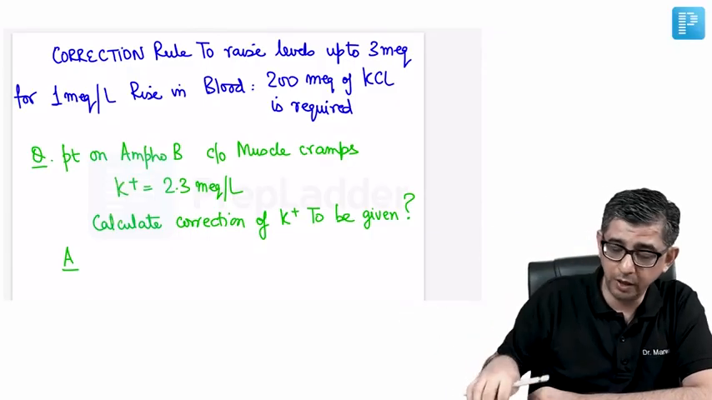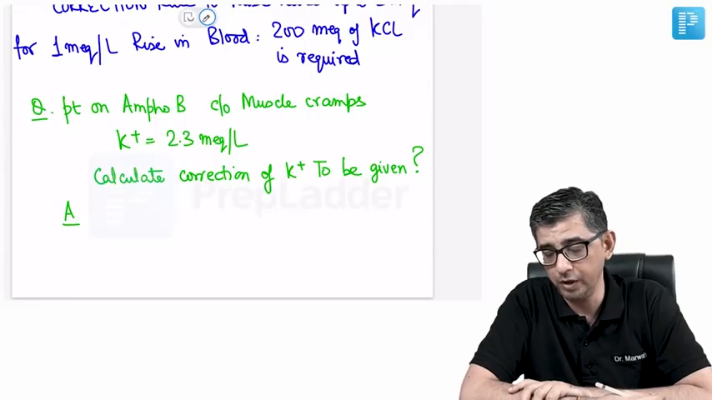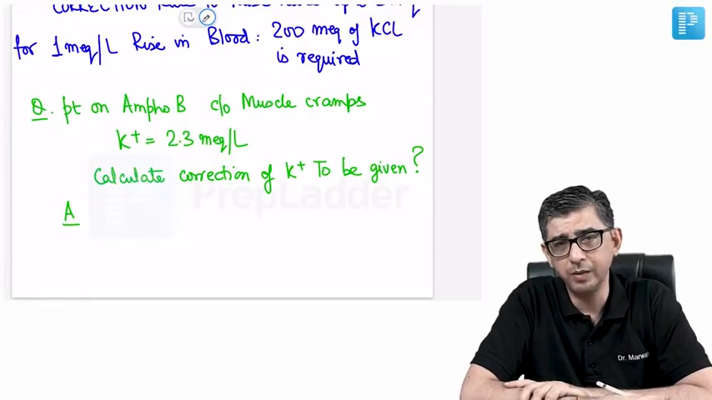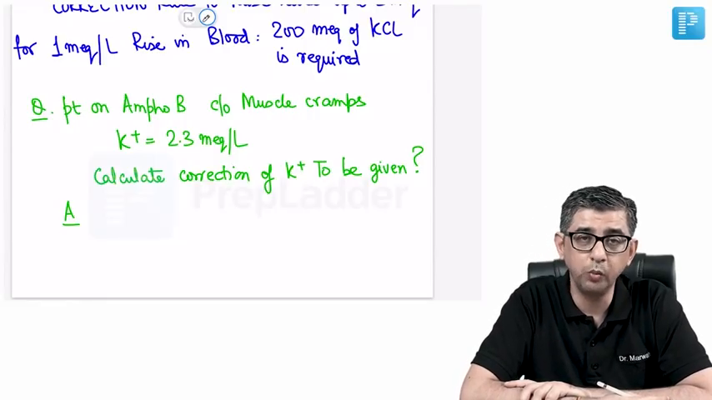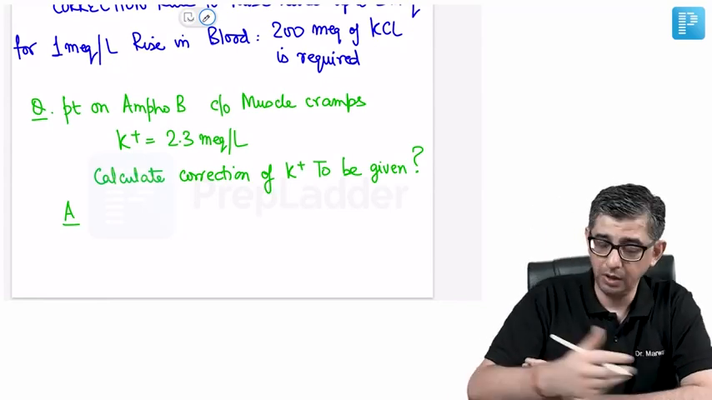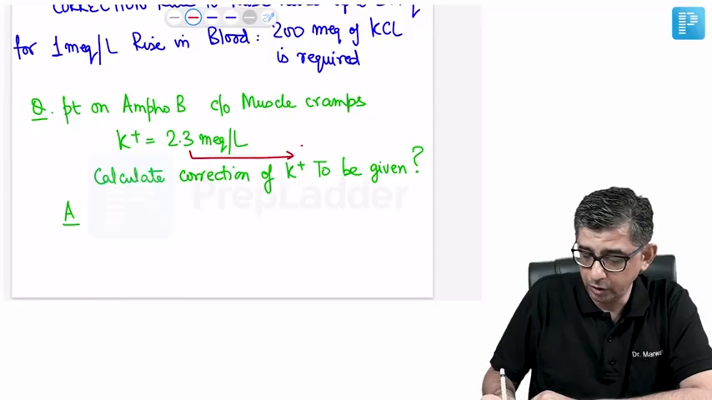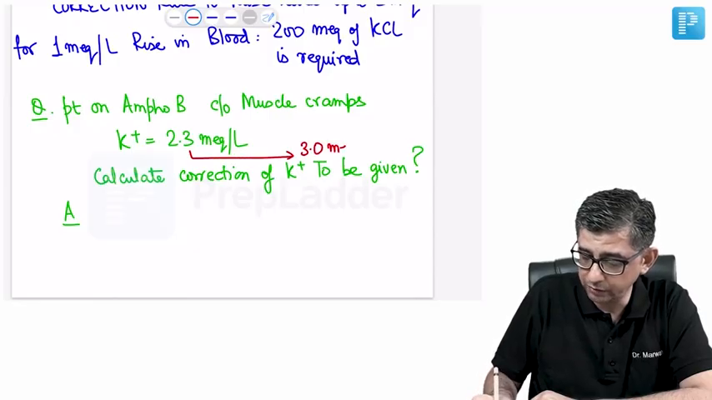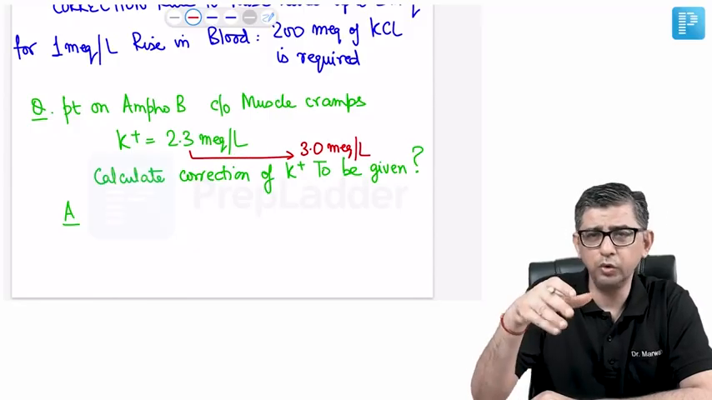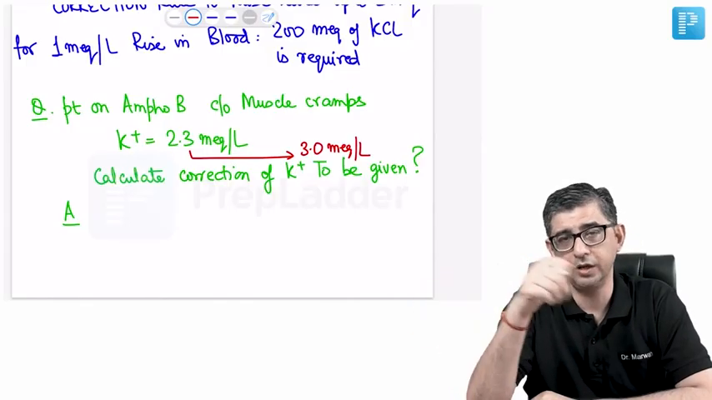The question in the exam said, a patient on amphotericin B, you know this drug contributes to hypokalemia. The patient developed muscle cramps and the potassium value on admission was 2.3. The question said, calculate the correction to be given to the patient. In this particular case, I need to upgrade from 2.3 to 3 milliequivalents. I don't need to upgrade to 3.5.